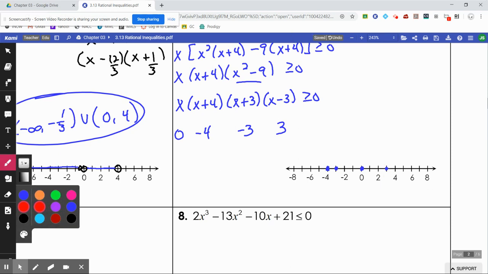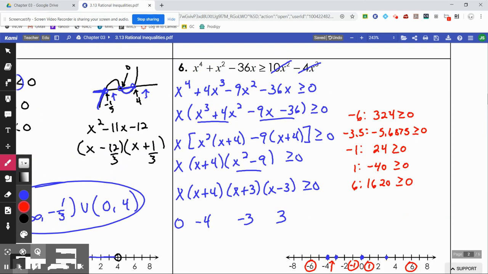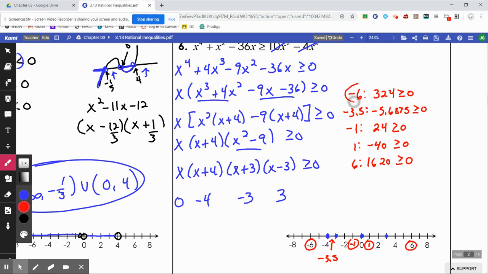Let me do it in a different color here. We'll test negative 6. Now here we're going to have to test something weird. We'll test negative 3.5. We'll test negative 1, positive 1, and maybe positive 6. So let's do that and see which regions are going to work. So here are my results. You have a true statement here, 324 is greater than 0, so that's with all my negative 6 regions, so there are some answers. You have a true statement here at negative 1, so that means that all of these will be solutions. And you also have a true statement here at 6, so that means that all of these will also be solutions.